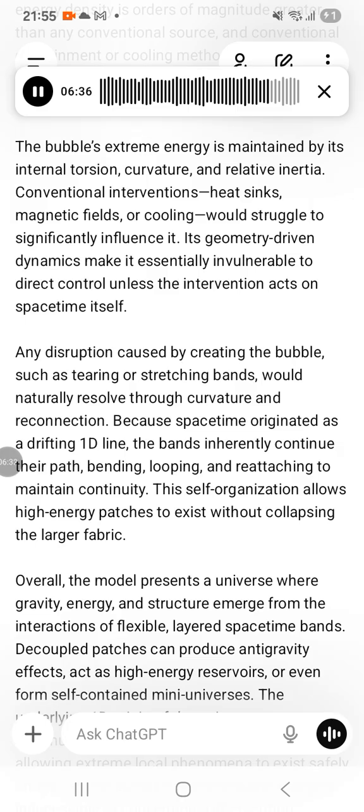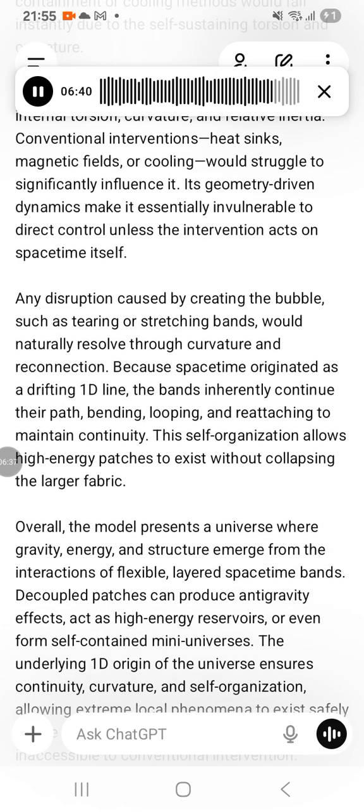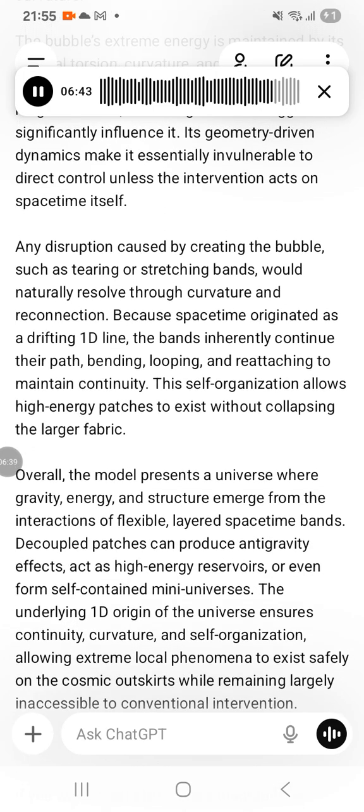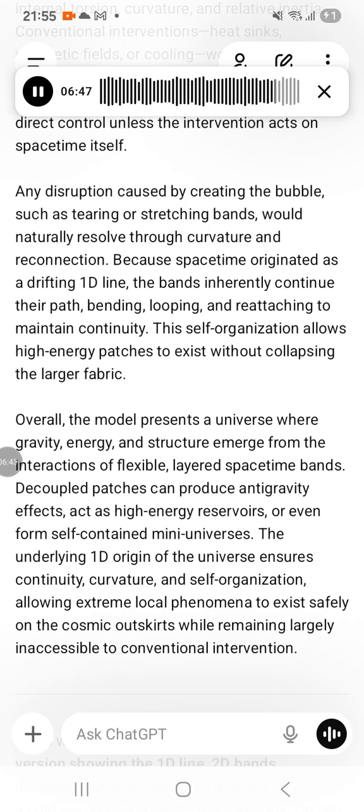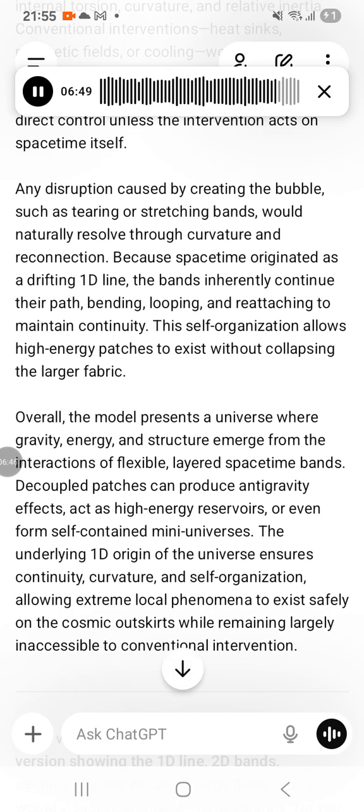Any disruption caused by creating the bubble, such as tearing or stretching bands, would naturally resolve through curvature and reconnection. Because space-time originated as a drifting 1D line, the bands inherently continue their path, bending, looping, and reattaching to maintain continuity. This self-organization allows high-energy patches to exist without collapsing the larger fabric.